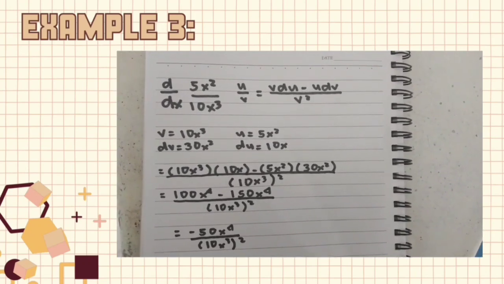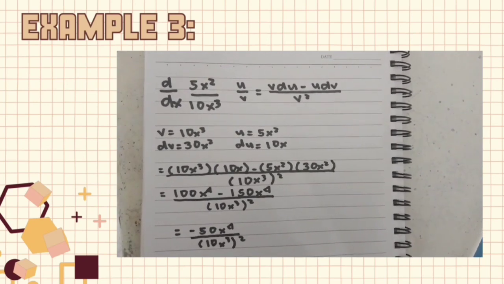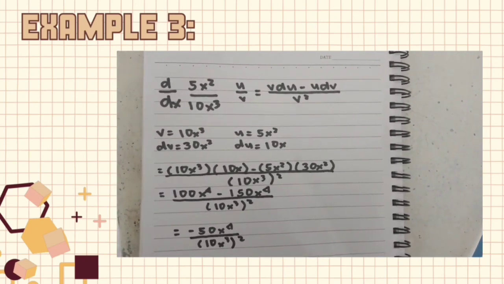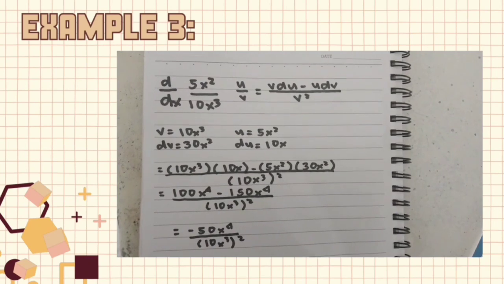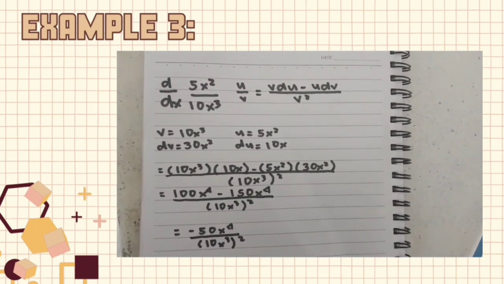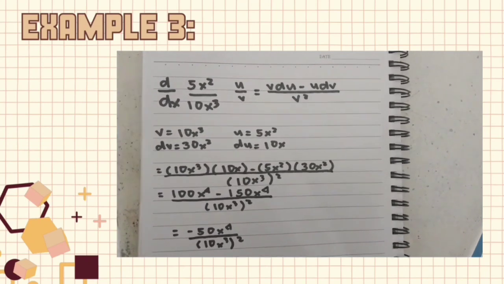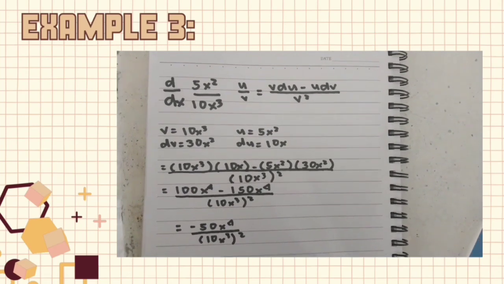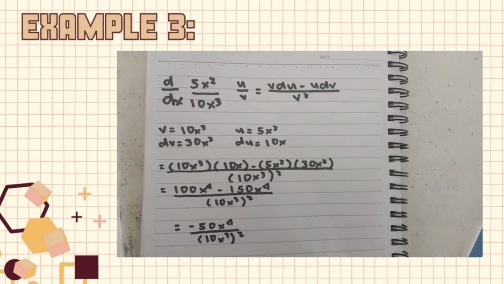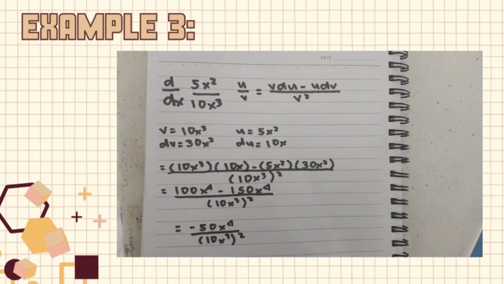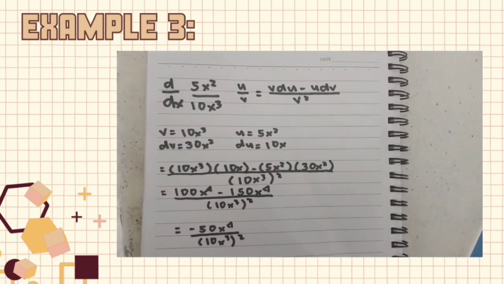Substitute the given using the formula of v du minus u dv over v squared. 10x cubed times 10x minus 5x squared times 30x squared over 10x cubed raised to 2. 10x cubed times 10x is equal to 100x raised to 4. 5x squared times 30x squared is equal to 150x raised to 4. So let's subtract: 100x raised to 4 minus 150x raised to 4 over 10x cubed raised to 2. The answer is negative 50x raised to 4 over 10x cubed raised to 2.